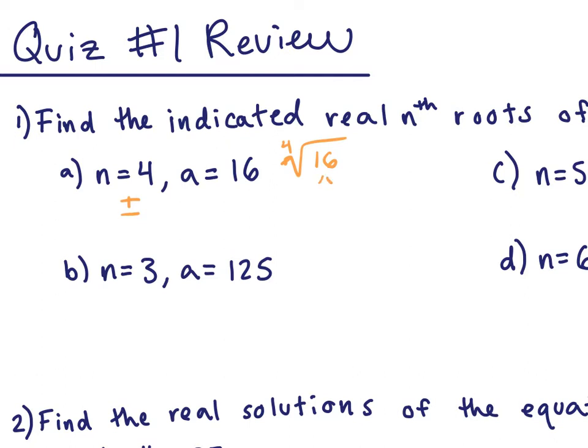So now let's find our factors of 16. What are our factors of 16? 4 and 4. And then our factors of 4 are 2 and 2. And we're circling groups of how many? 4. So what's our answer? Plus or minus 2.